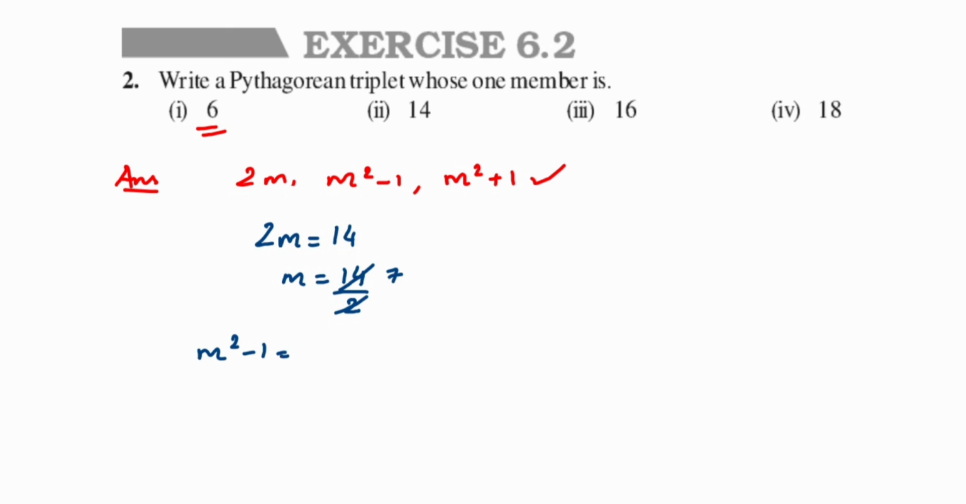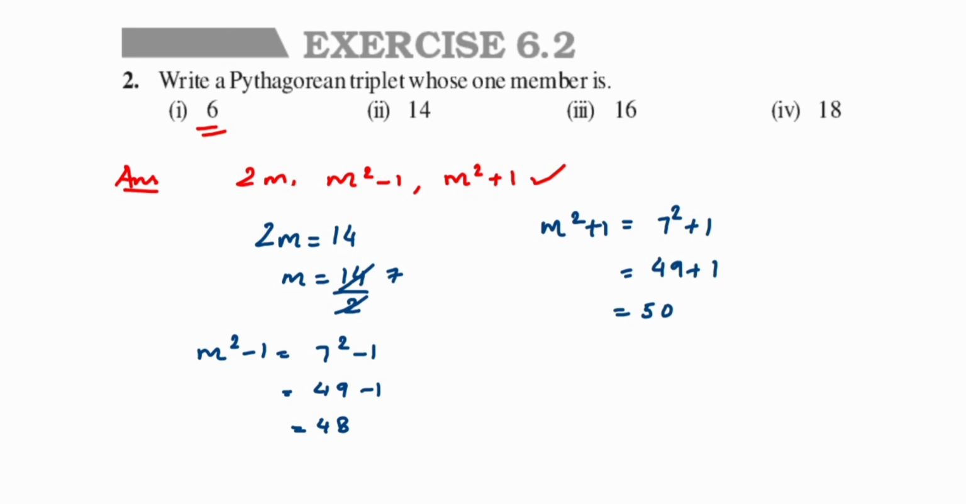So m square minus 1 will be 7 square minus 1, which is 49 minus 1, which is 48. Next, m square plus 1 will be 7 square plus 1, which gives us 49 plus 1, which is 50. So here the one number they have given is 14, the other number we got is 48, and the other number is 50. So these are the triplets. Okay, let's go with the next one.